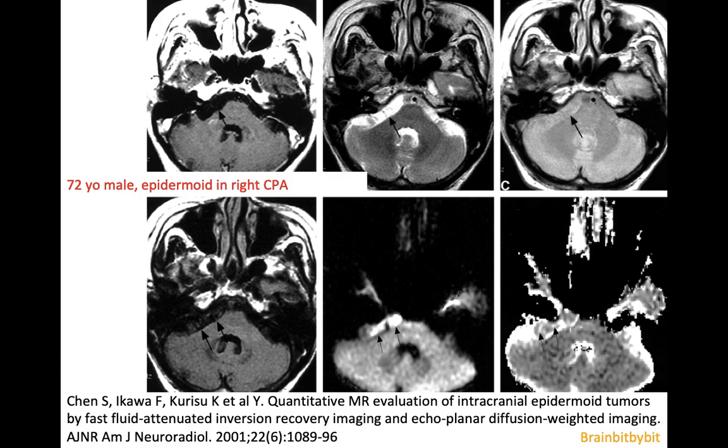On MRI images, and these are very old images from 2001, an epidermoid cyst resembles CSF on all sequences except FLAIR, and epidermoid cysts have restricted diffusion, and we'll come back to that a little bit later in this video.